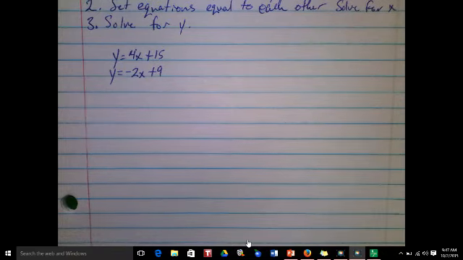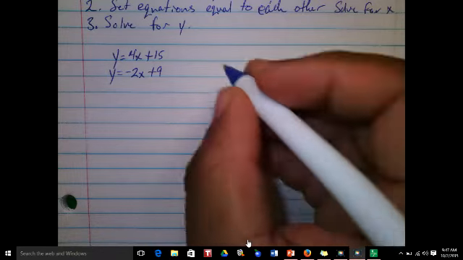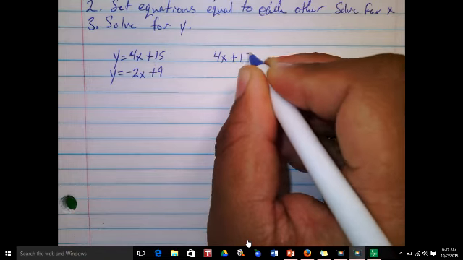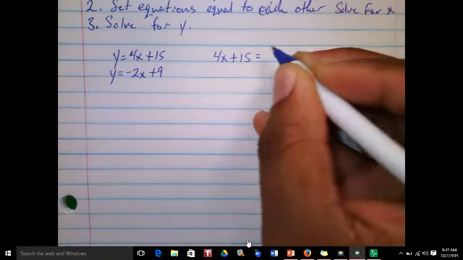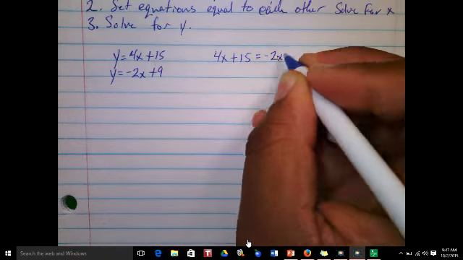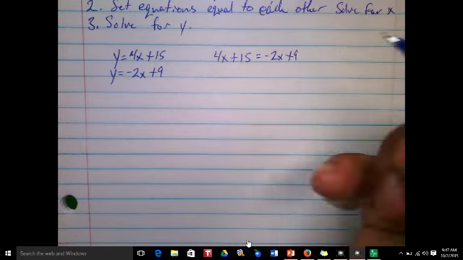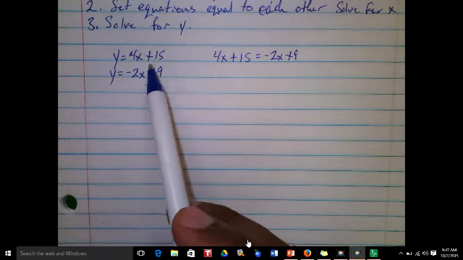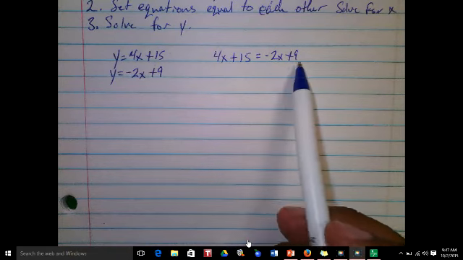So we can skip to step number 2, which is to set the equations equal to each other. We're going to take 4x plus 15 and set it equal to negative 2x plus 9. Did you catch what we did there? We just set the two equations equal to one another. Let's go ahead and solve.